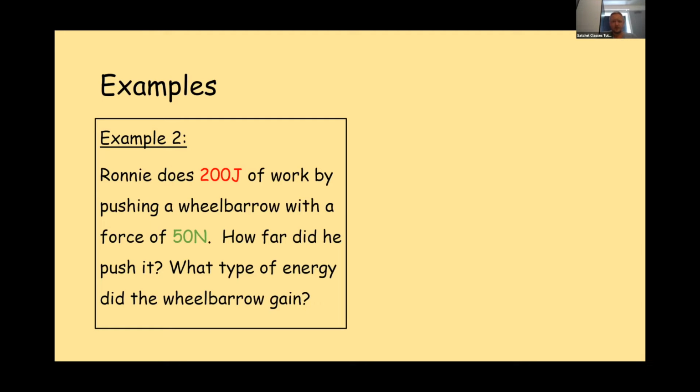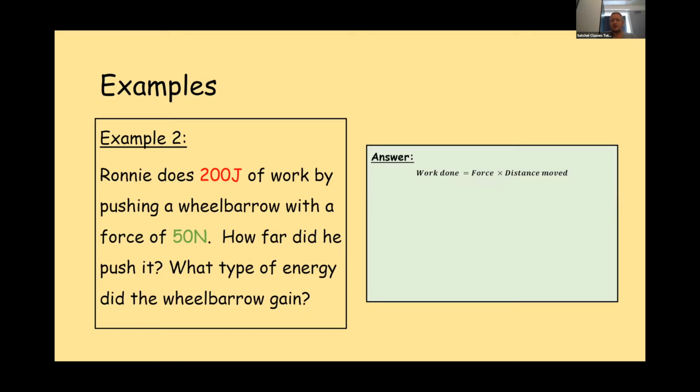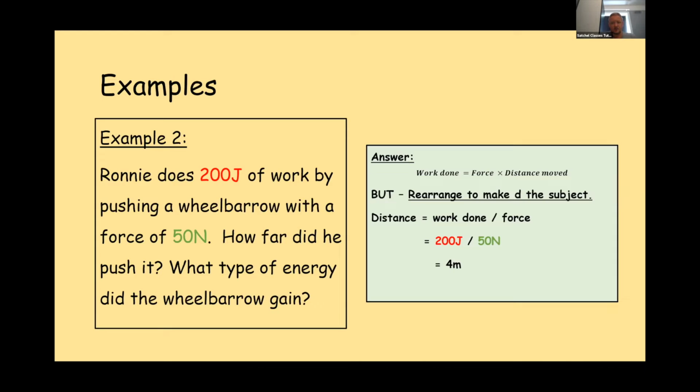This means I need to rearrange the equation. Now, I'm not going to go through the steps for rearrangement, but if we take the equation, work done is force times distance moved, and we rearrange it to make D the subject, then distance is equal to work done divided by the force applied. Now that I've written that down, I'm going to place my values in the correct place under the equation. So work done is 200 joules, force is 50 newtons, so 200 joules divided by 50. You can do it in your head or on a calculator, it doesn't matter in science because we're a calculator-friendly subject, but the answer is 4 meters.